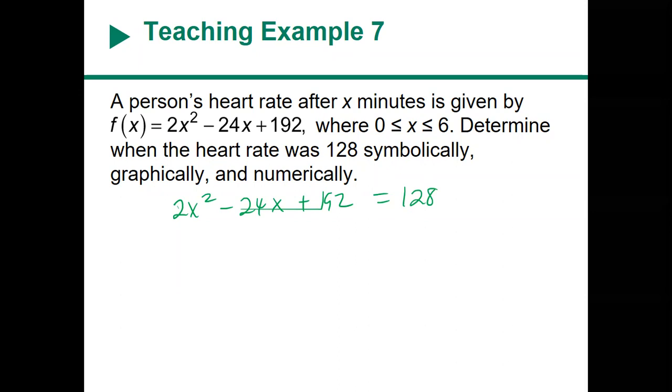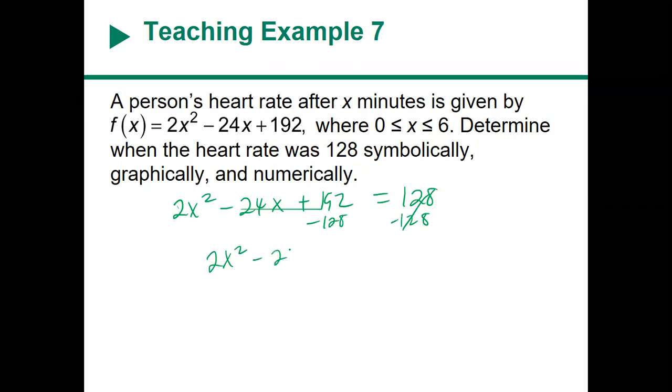Before I can start any method I'm going to try, I have to get it equal to 0. So I'm going to subtract 128. And that's going to leave me with 2x squared minus 24x, and I get 464.